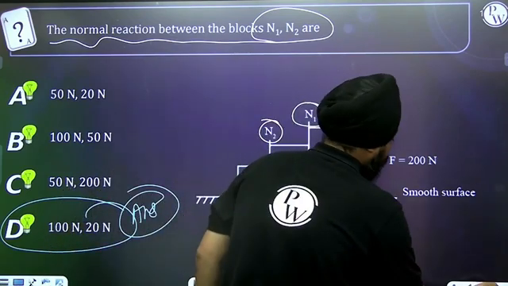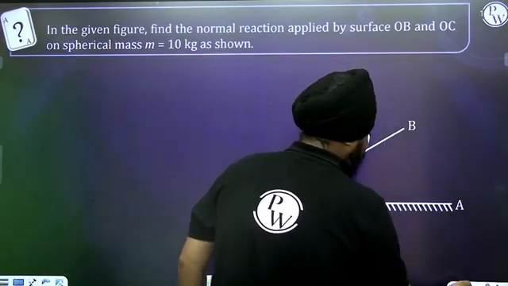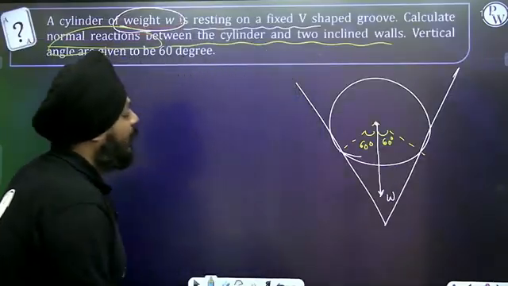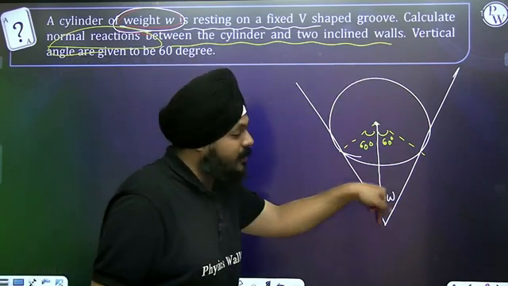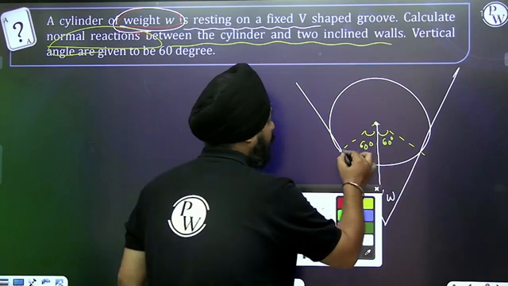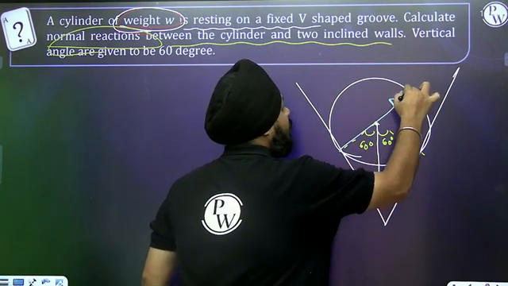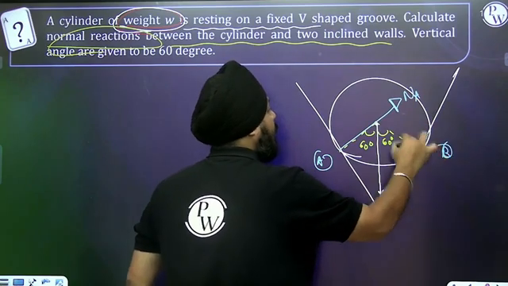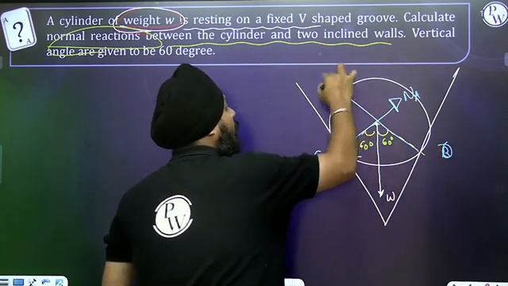Let's move on to the next question on the normal. Okay, now we are going to solve this. Here the weight is acting in this direction, so what would be the normal? First of all, I'm going to define the normal for you. This is the normal reaction from wall A, and this is the normal reaction from wall B.